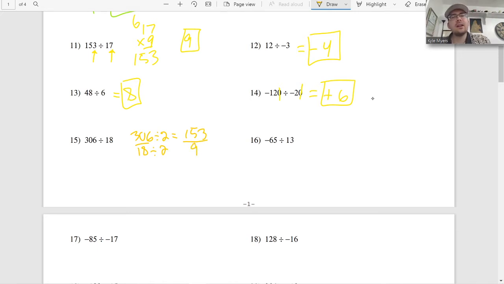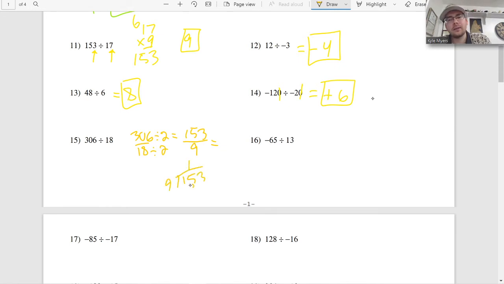And then I know if a number divides by 9, if I add up all the digits, that number goes into 9. So 1 plus 5 is 6, plus 3 is 9. So this does divide by 9. I just don't know how many times. So I can do some long division and find out.